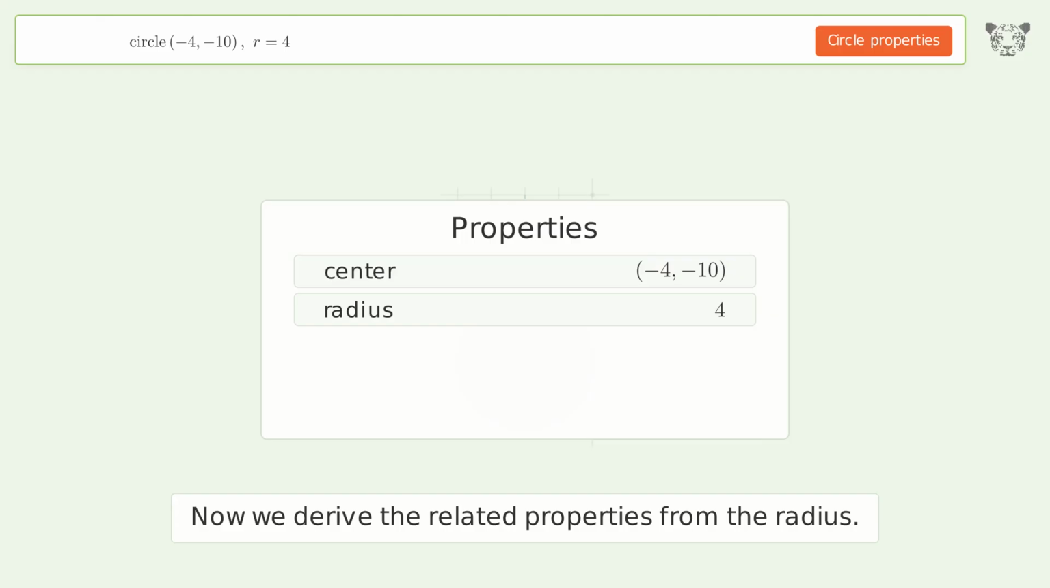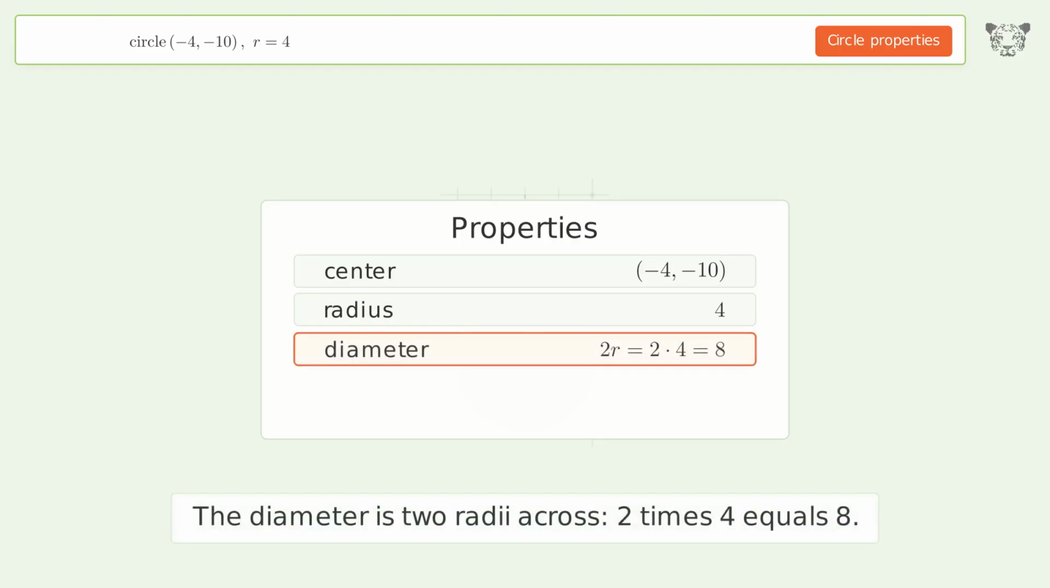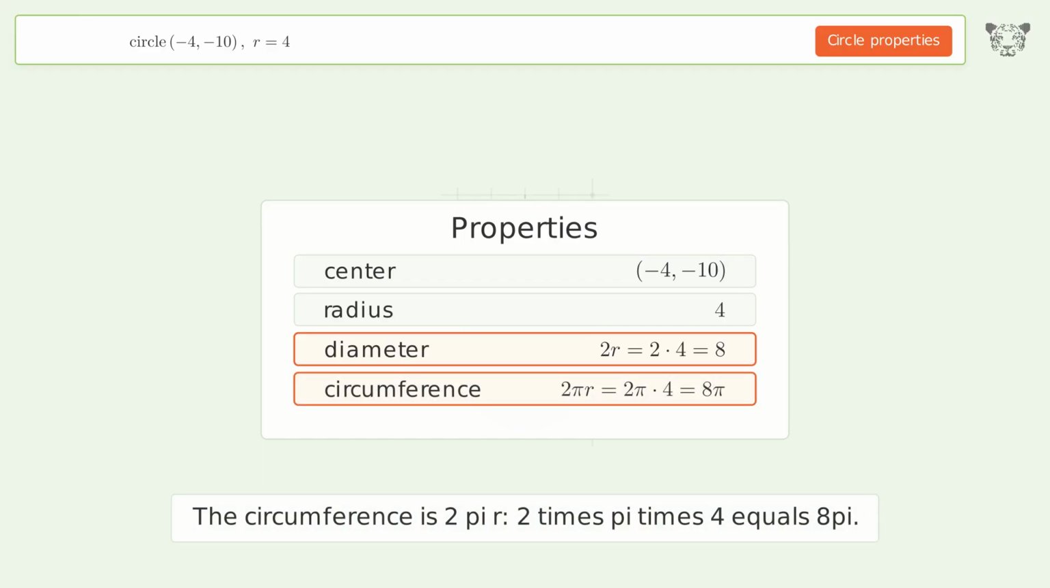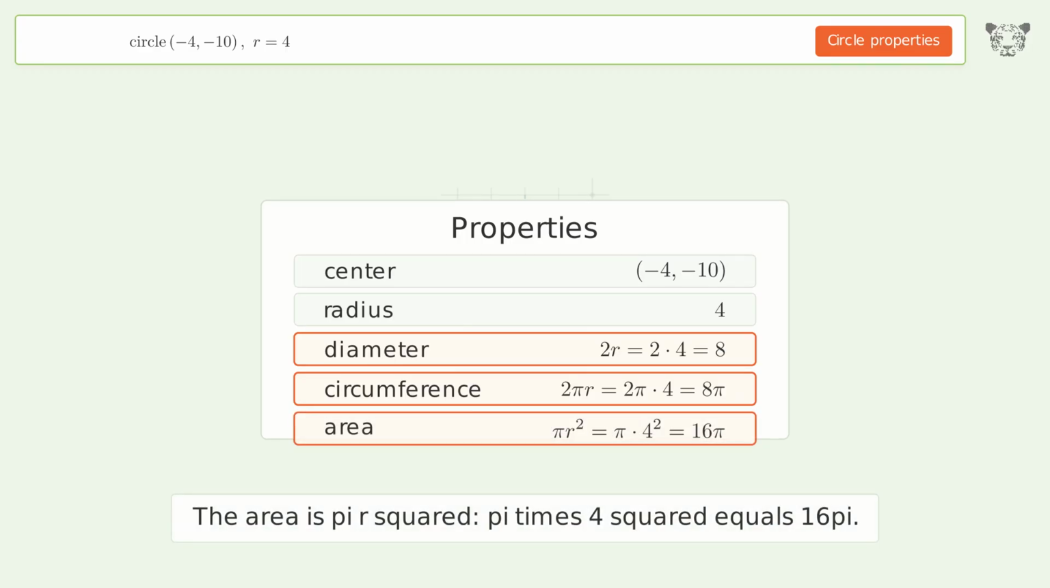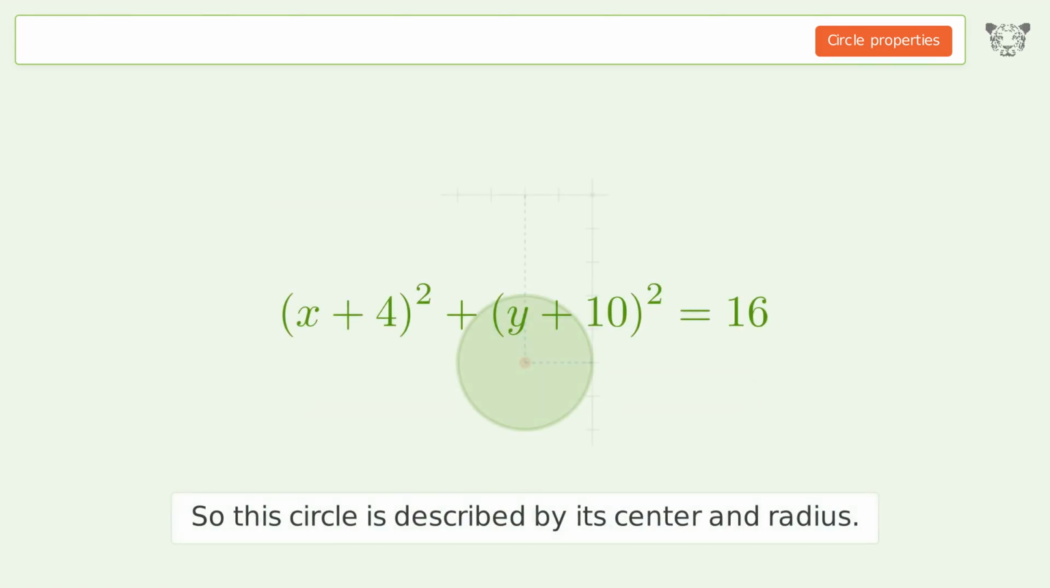Now we derive the related properties from the radius. The diameter is 2 radii across, 2 times 4 equals 8. The circumference is 2 pi r, 2 times pi times 4 equals 8 pi. The area is pi r squared, pi times 4 squared equals 16 pi. So this circle is described by its center and radius.